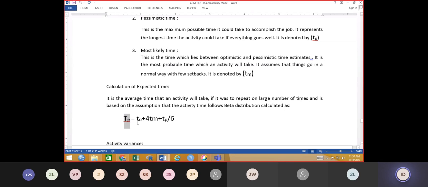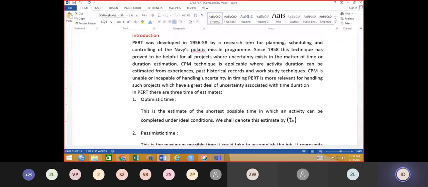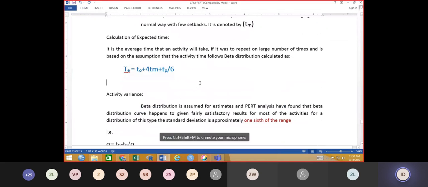So expected time is equal to TO plus 4TM plus TP, divided by 6. This is the standard formula. Keep in mind the formula for calculating the expected time using PERT. This is the standard formula which is used, right?